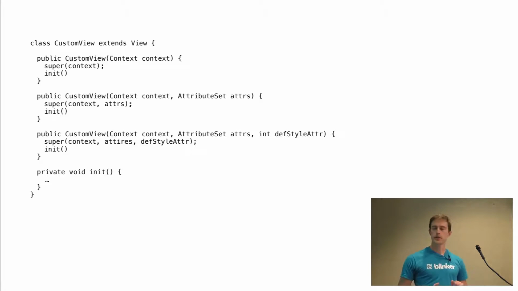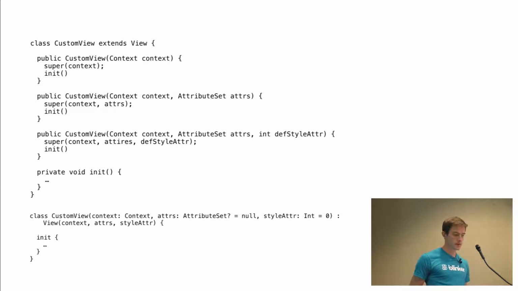So let's apply this to Android a little bit. I'm sure a lot of people have written custom views here. And you'll find when you do so, you have to implement a lot of constructors to get everything to work. And often, at least in my case, there's some sort of initialization I want to happen no matter what constructor is called. And that's a lot of stuff to write out.